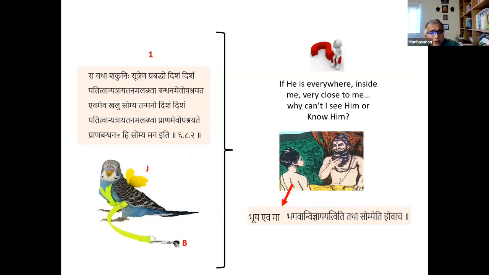If he is really very close to me, if he is really very next to me, why am I not able to see him? This is a popular question that everybody asks, right? If God is everywhere, why am I not able to see him? If he is so close to me, when I'm in Sushupti, why am I not able to see him or know him? This is the question that comes to Uddalaka when the first example is completed.